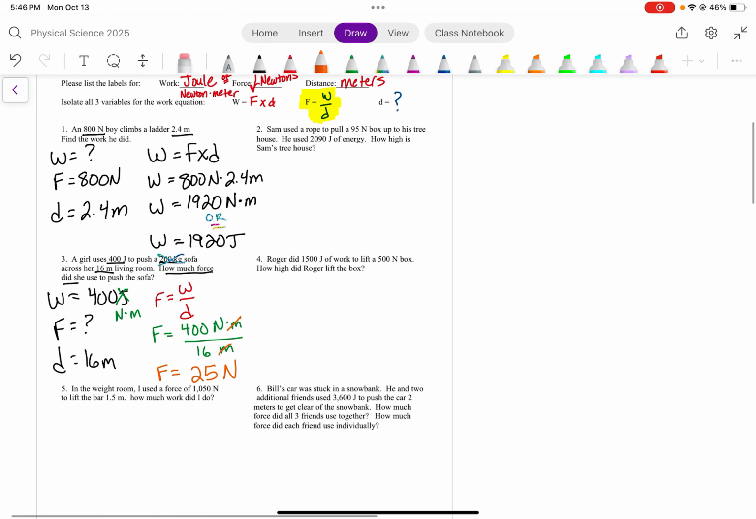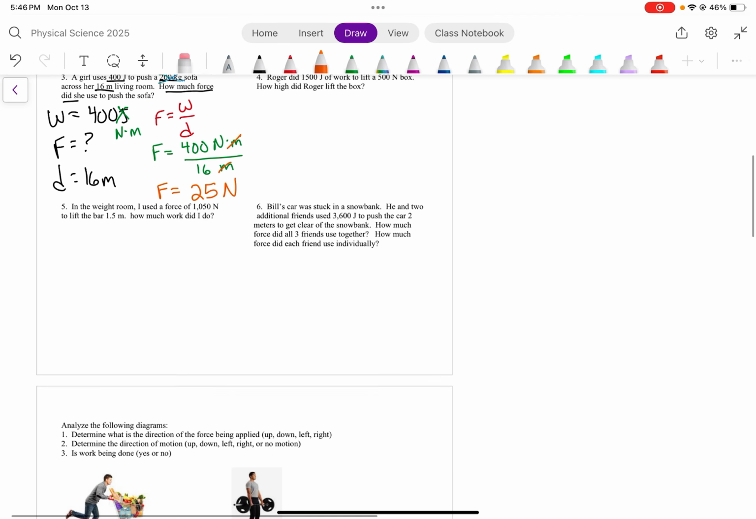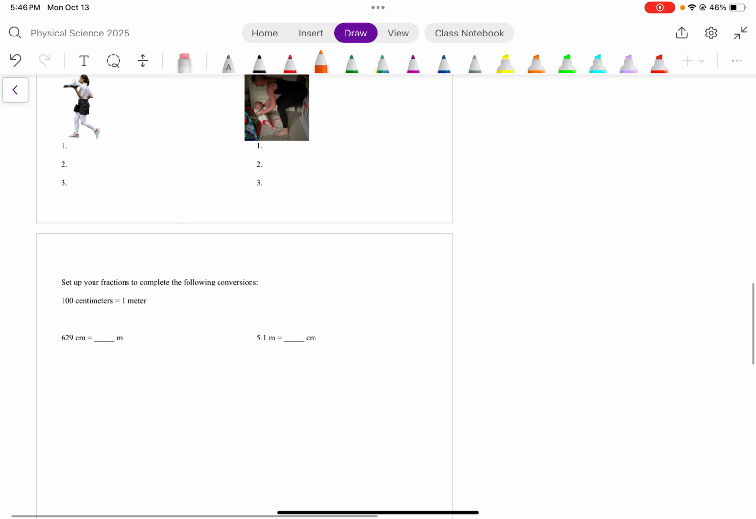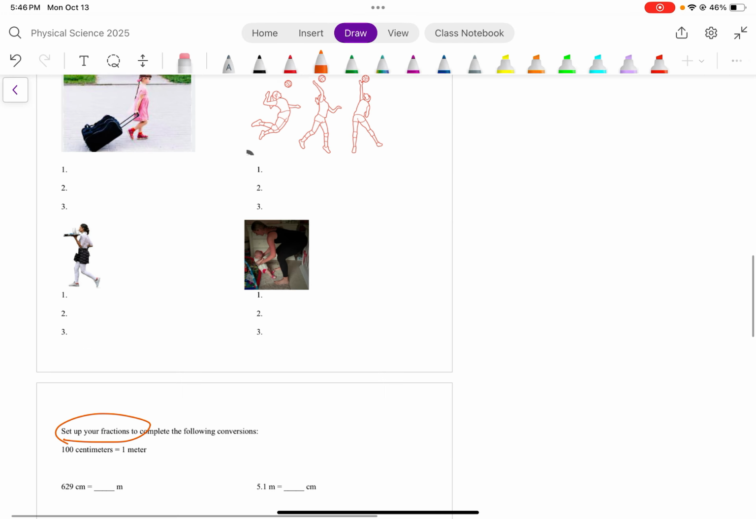And so you've got 4 more of those, all similar fashion. And then on this page, I think there's some conversions down on the bottom. Same thing, set up your fractions like we've been doing. That's nothing new. You've got your conversion.